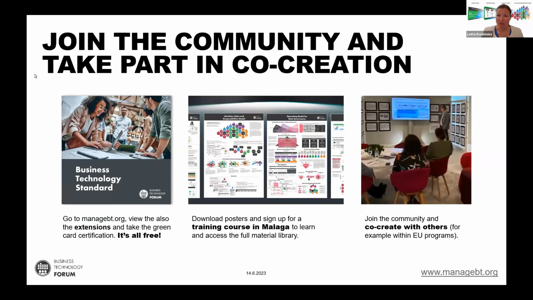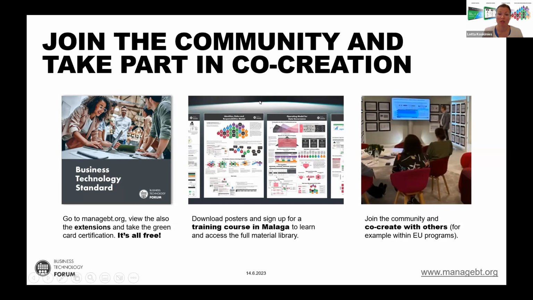There are different ways of engaging with the community. On the left-hand side, we can see that all the material is available at managebt.org. And as a newest addition, we are also sharing now a preview of the extension materials. Those are really deep diving expertise materials that we are now also sharing with the community. I can show you later on where exactly those are located on the website.